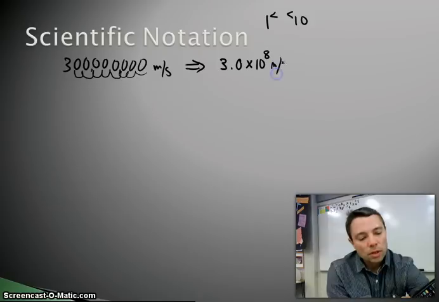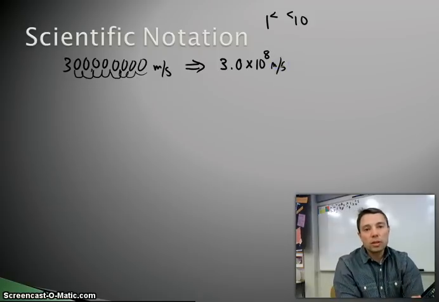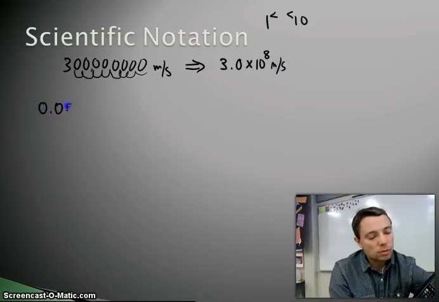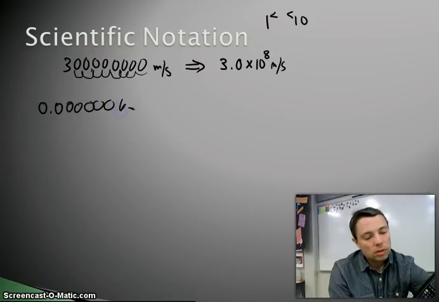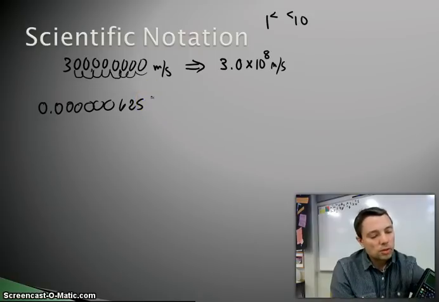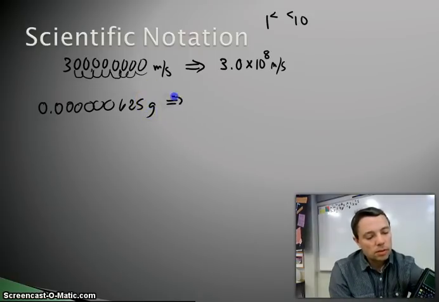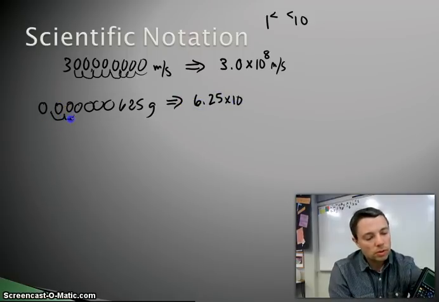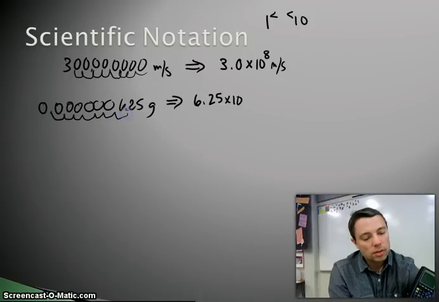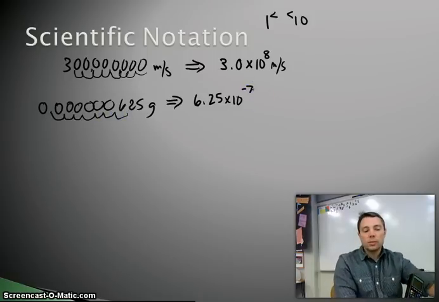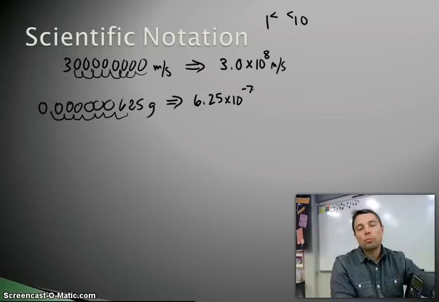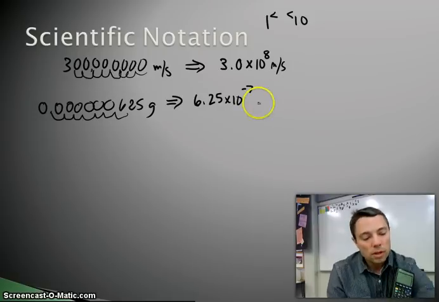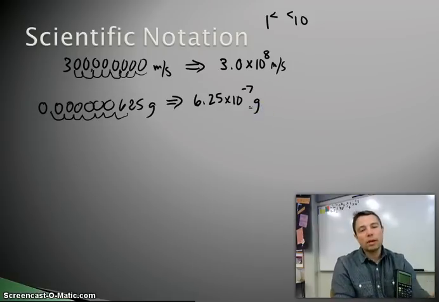Meters per second. This works for extremely small numbers as well. So if I had something that was an extremely small number, 0.000000625, maybe this is grams, I could convert this into scientific notation by doing 6.25 times 10. Now I'm going the opposite way, so it's 1, 2, 3, 4, 5, 6, 7, negative 7, because I went in the opposite way. Negatives imply that it's a really small number. Positive exponents imply that it's a really big number, grams. Okay, and you should be able to go back and forth with that.